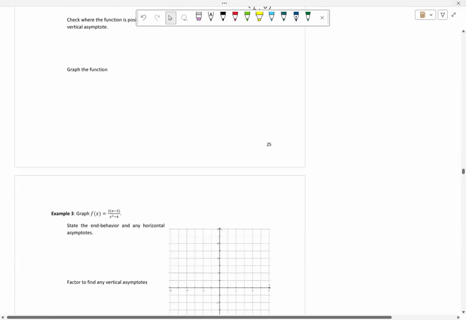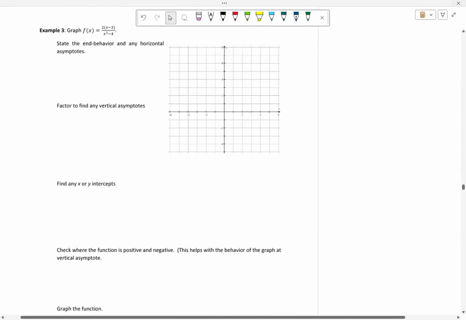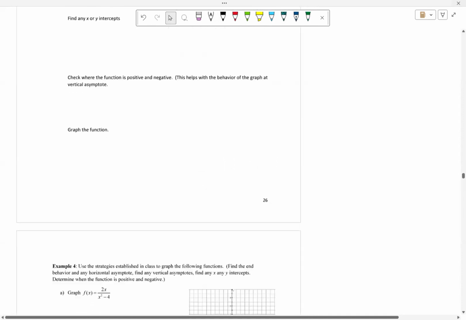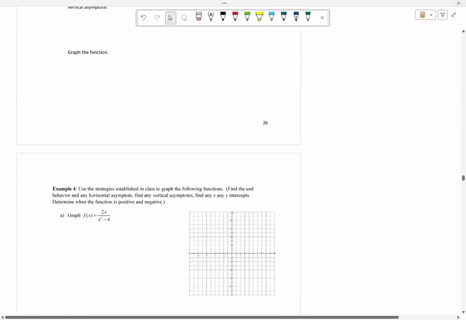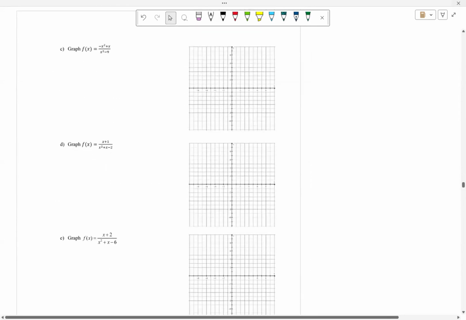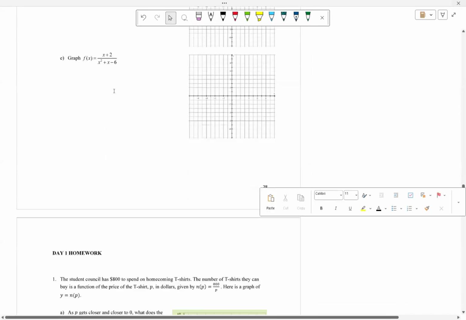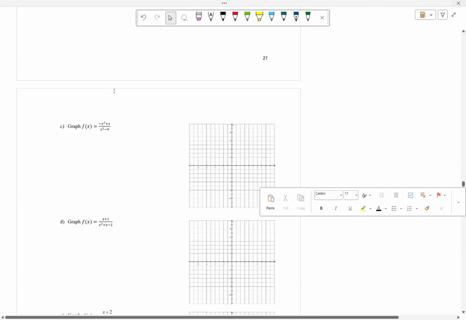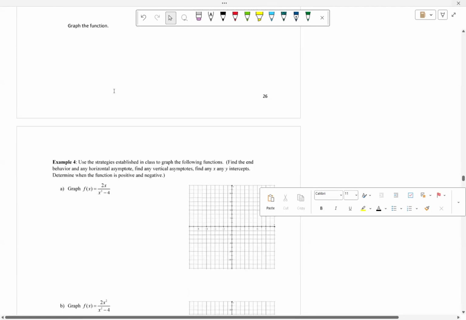Yes, sure. Okay, go through example 3. And example 3, one moment, please. And example 5.